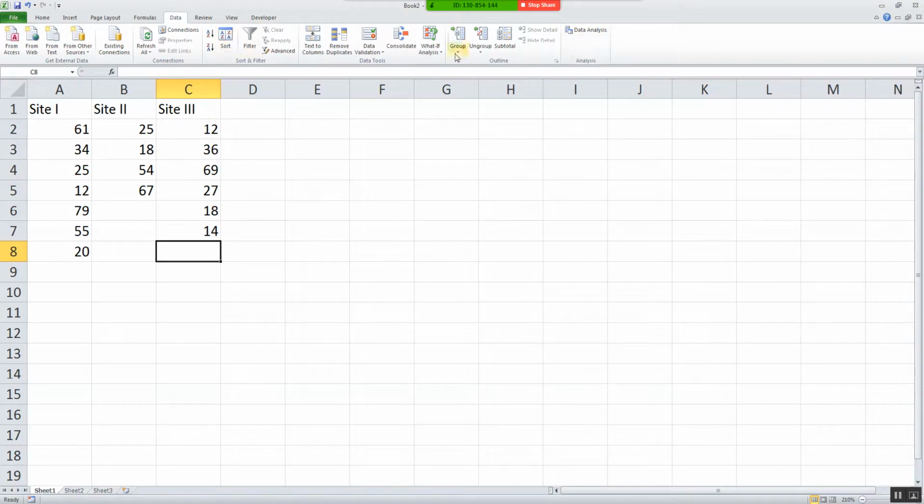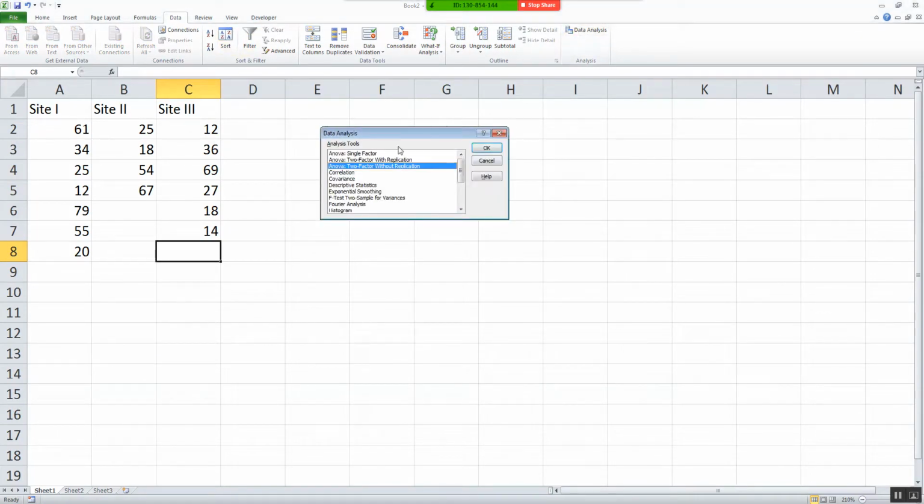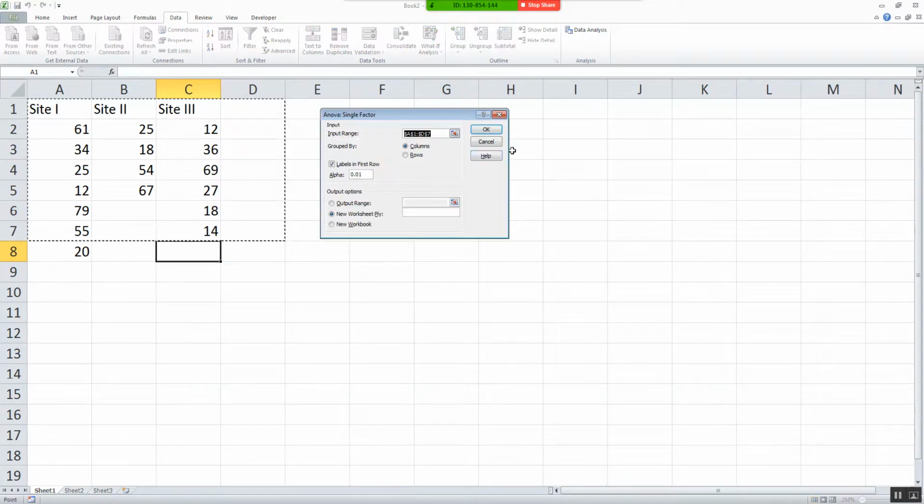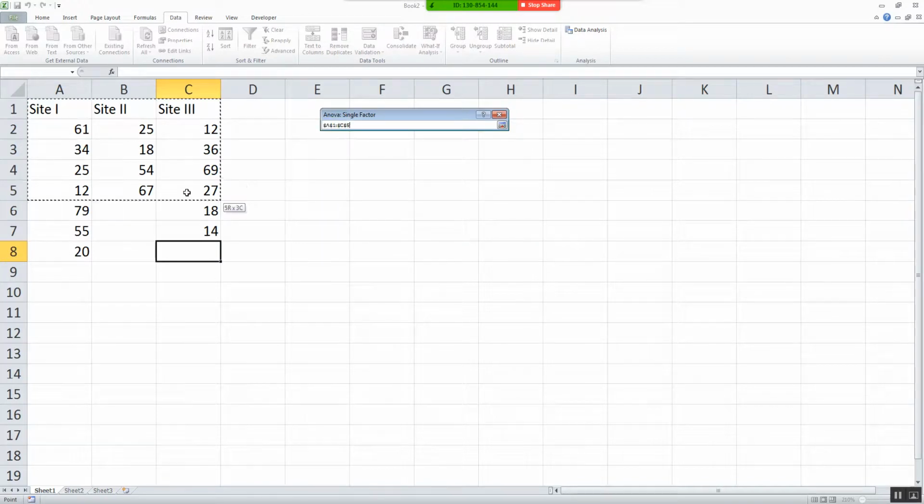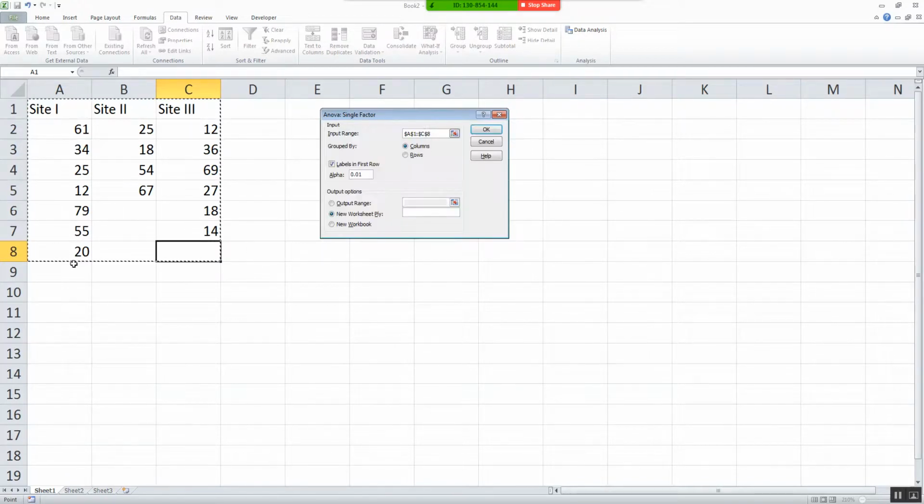So go to the data tab, go to data analysis, and ANOVA, single factor. And click OK. Now when you do your input range, you want to make sure you highlight to the very bottom of your longest row column. And if you got labels, like I do up top there, then you want to have this marked. If you don't, then you want to unmark that.